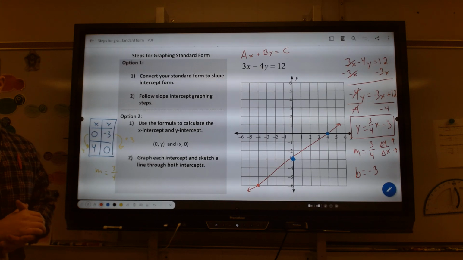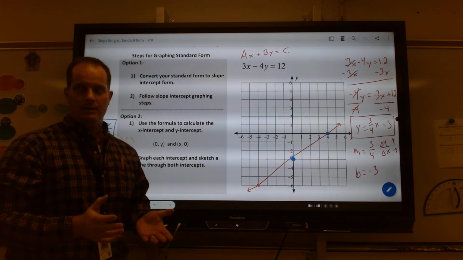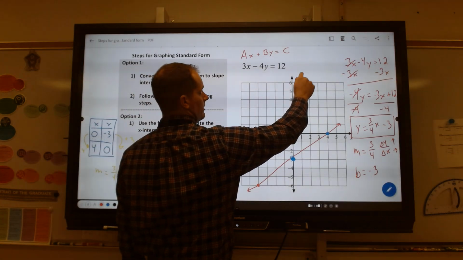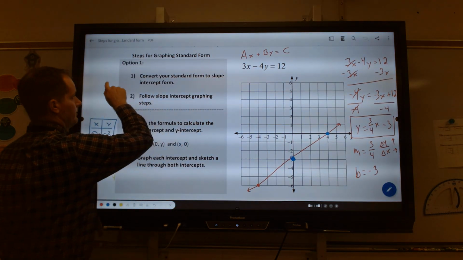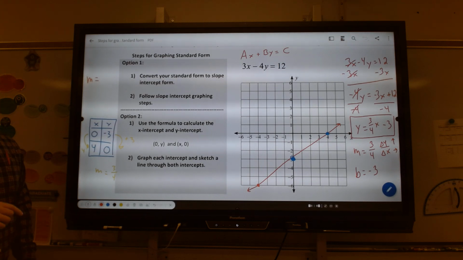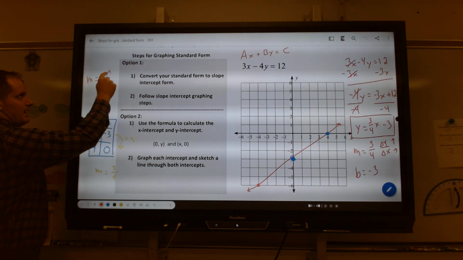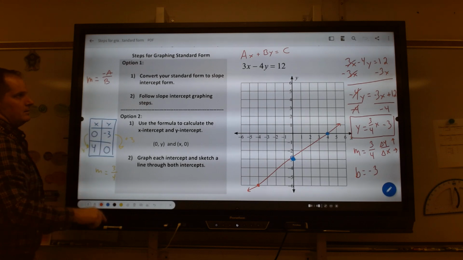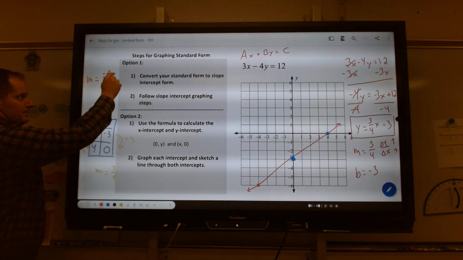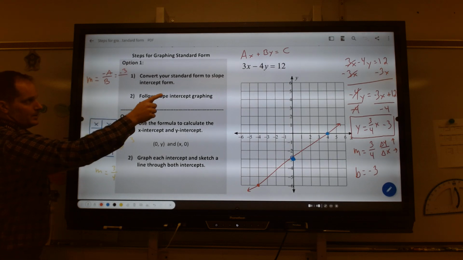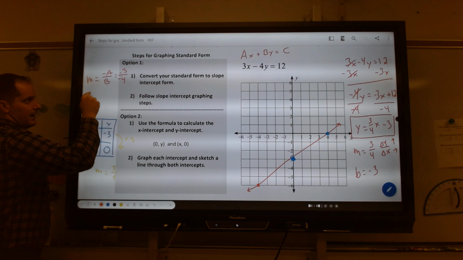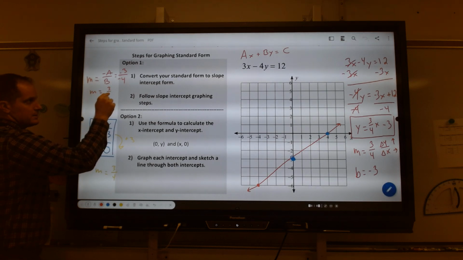Option 3 says that if we know a, b, and c, you can find the slope, or m. I'll put it over here. For m, our slope based on this is always going to be negative a over b. Our a term is 3, so we can make that negative 3. Our b term is negative 4, and this will simplify to 3/4.